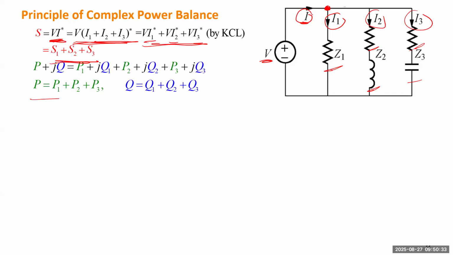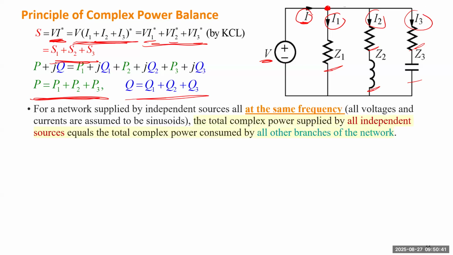And such balance can be maintained in both active power and reactive power. If you only calculate the active power, the balance is the same. For the reactive power, there is also a balance. Then we can state such a principle for the complex power balance. For networks supplied by independent sources, all at the same frequency, this is very important, this assumption, all at exactly the same frequency.